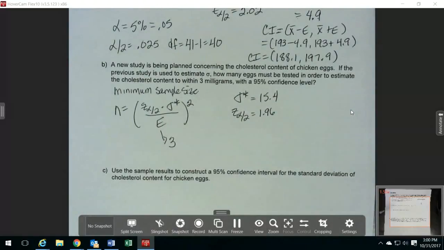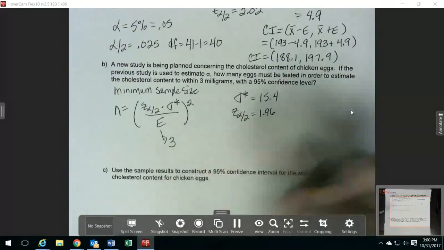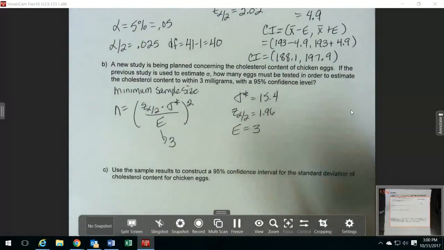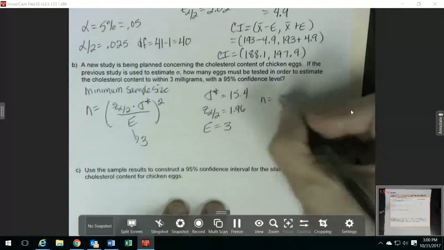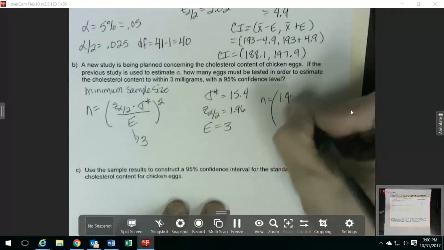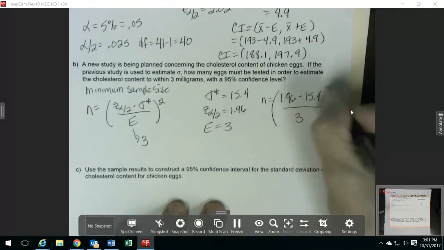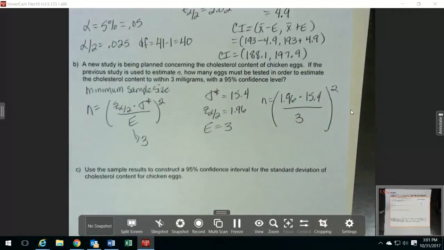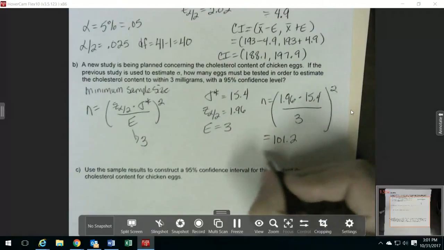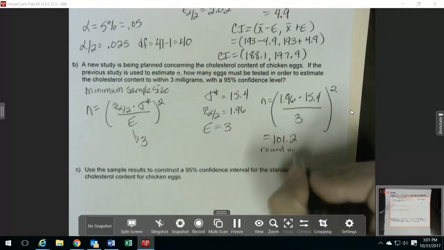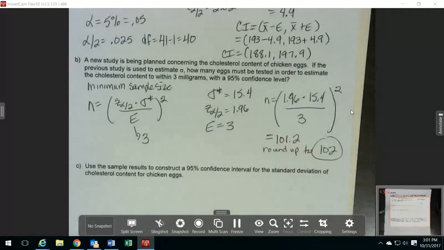Since we're not talking about proportions, we don't change this to a decimal. This is already the value that we want it to be, so we're just going to use 3 as E. So our formula has the 1.96 times the 15.4 divided by 3, and then that entire thing gets squared. Okay, so we get 101.2. Again, we're going to round this up to 102. So that's our minimum sample size.